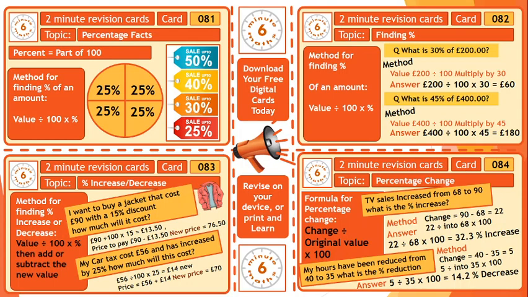Second example, my hours have been reduced from 40 to 35. What is the percentage reduction? So the change is 40 take away 35, which gives us a value of 5 hours. So my hours have changed by 5. 5 divided by 40 and times by 100 calculates the percentage decrease. So 5 divided by 35 times by 100 gives me a value of 14.2%. So my weekly hours have changed and dropped by 14.2%.